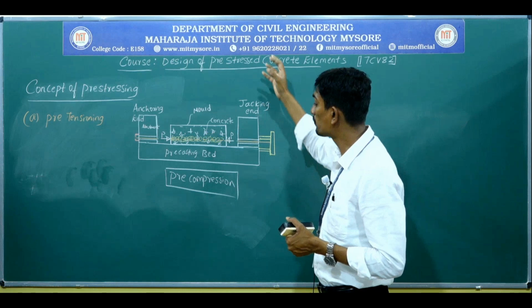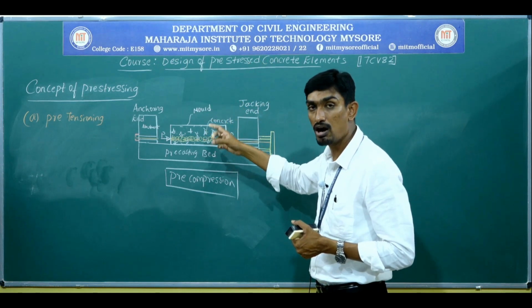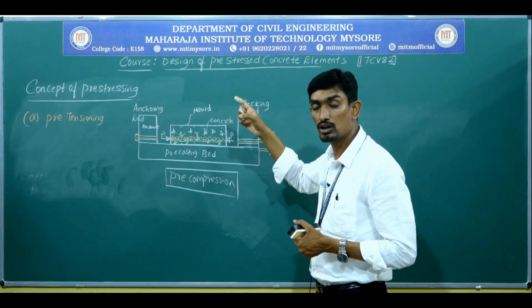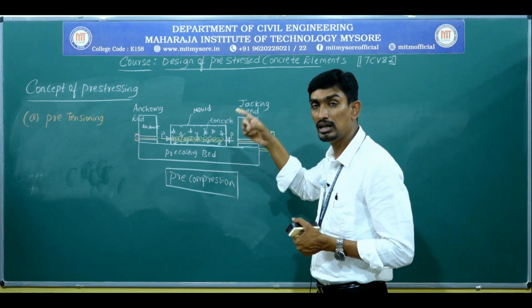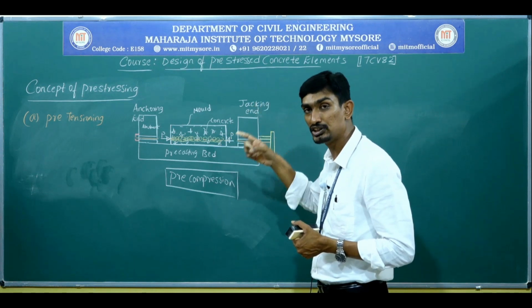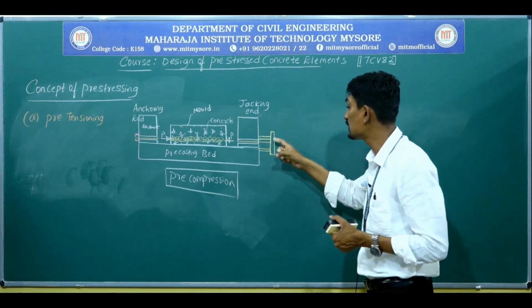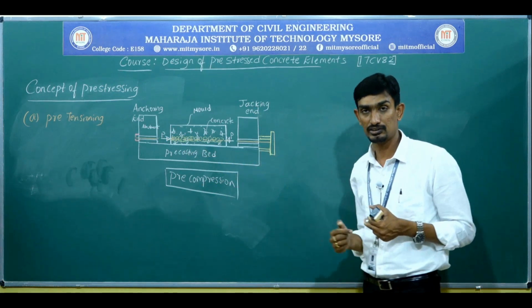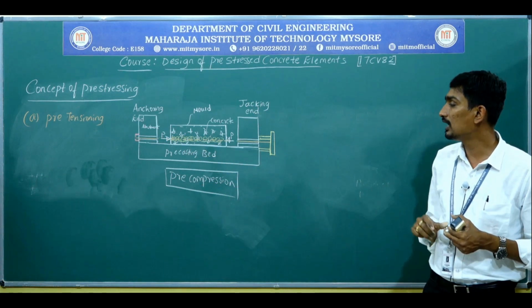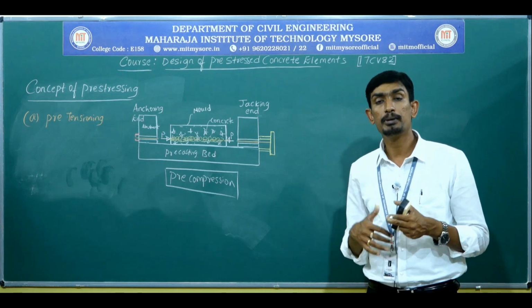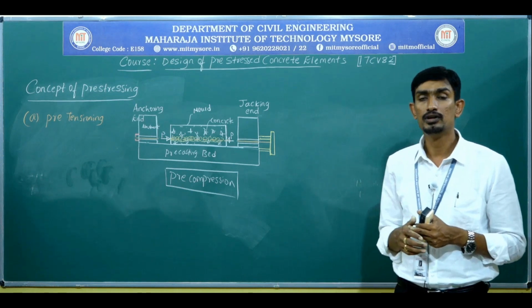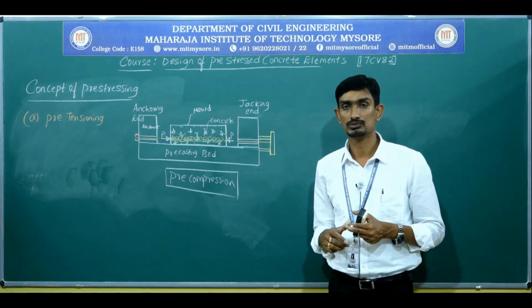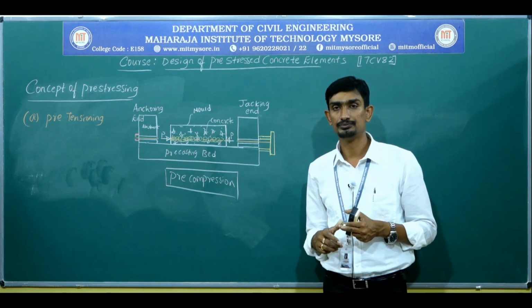That means before pouring the concrete, the tendon or reinforcement will be tensioned. Before concreting is poured, the reinforcement will be tensioned through what? Through the jack, by applying pre-compressive forces at both the ends. So this is the step-by-step procedure of preparing, or the concept of, pre-stressed concrete, specifically pre-tensioning. Hope the concept has been clarified.